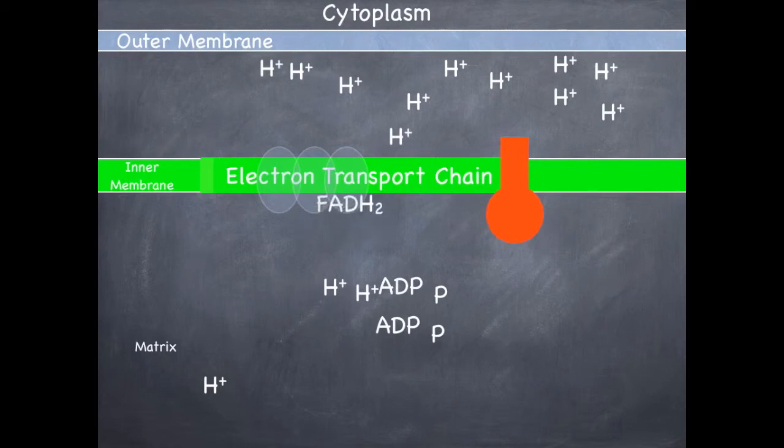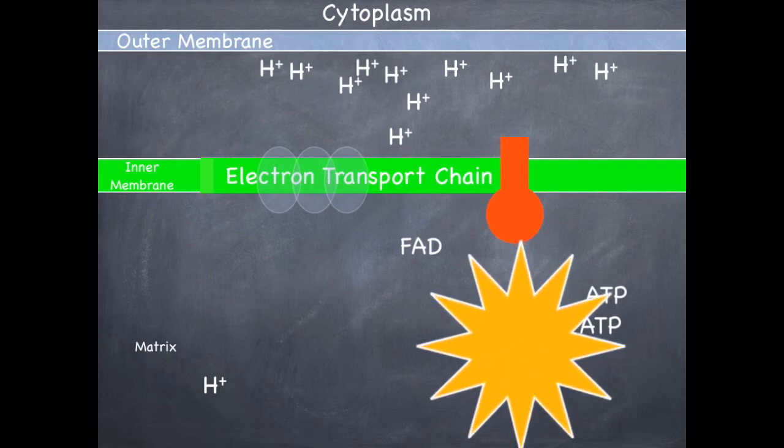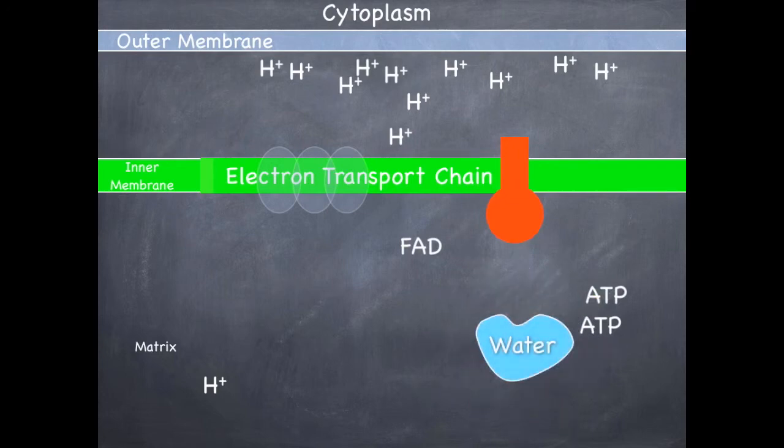The high density of hydrogen ions in the thylakoid membrane causes them to go through the ATP synthase. When this happens, ATP and oxygen are produced. The oxygen combines with some hydrogen ions to form water.